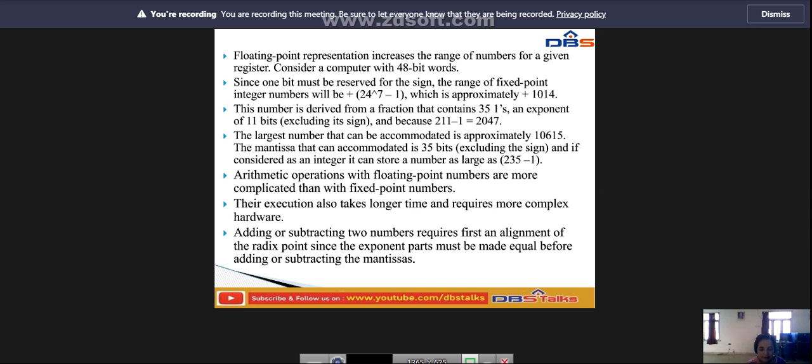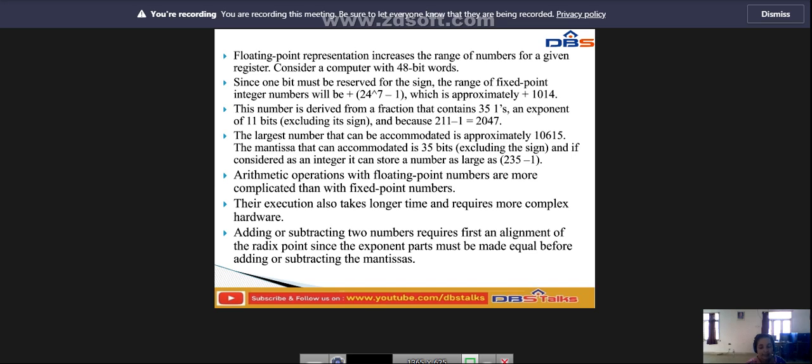So after calculating this, the number is derived from the fraction that contains 35 ones and an exponent of 11 bits, because 2 power 11 minus 1 is equal to 2047. Okay, so that is why we are mentioning 2 power 2047. So the largest number that can be accommodated is approximately 10 power 615.